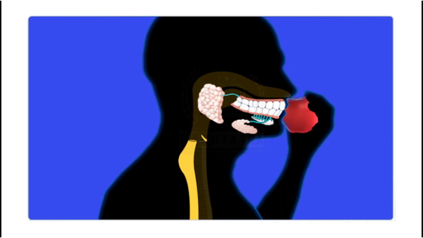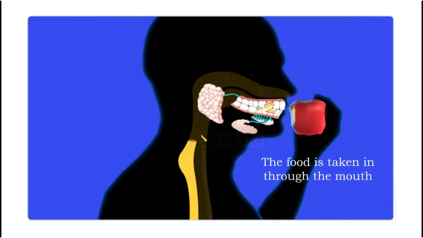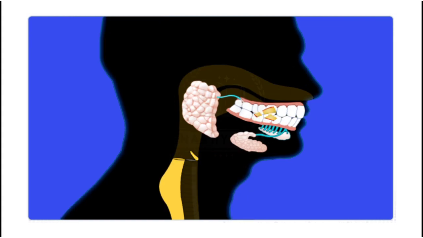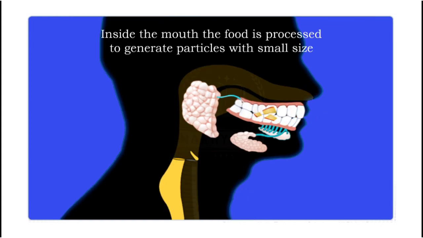Hi class 10 students, so welcome to lesson number 2 of the chapter Life Processes. So this is the continuation of lesson number 1. Now see here, the food is taken in through the mouth. So we take food through our mouth, right? Inside the mouth, the food is processed to generate particles with small size.